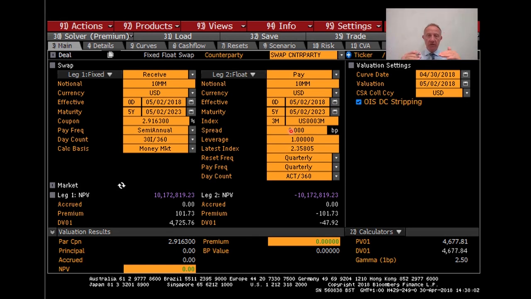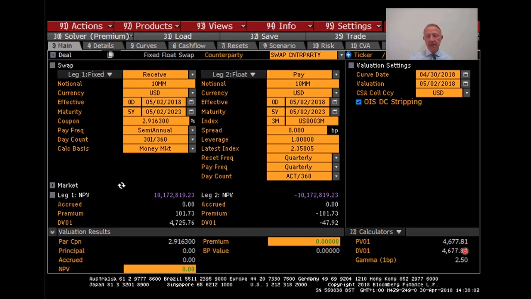So we want interest rates to remain low, and we're going to have to start paying away cash if interest rates were to rise. Every time interest rates move by 1 basis point, the value of this swap is going to move away from its current net present value of 0. And every time it moves by 1 basis point, the value of the swap is going to change by $4,677. That's called the PVO1 or DVO1.